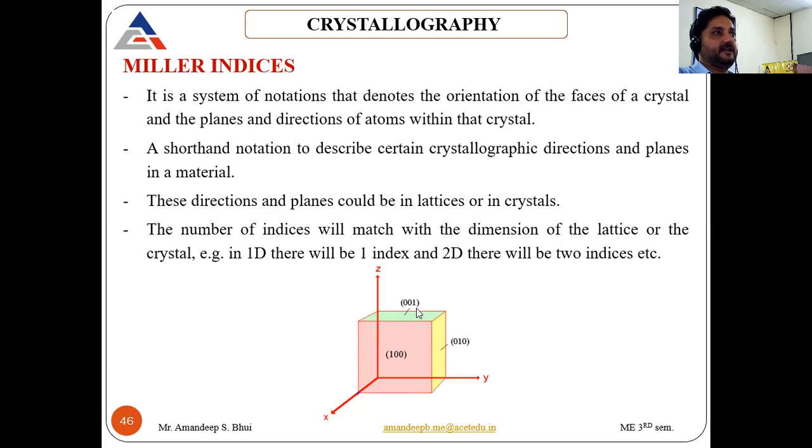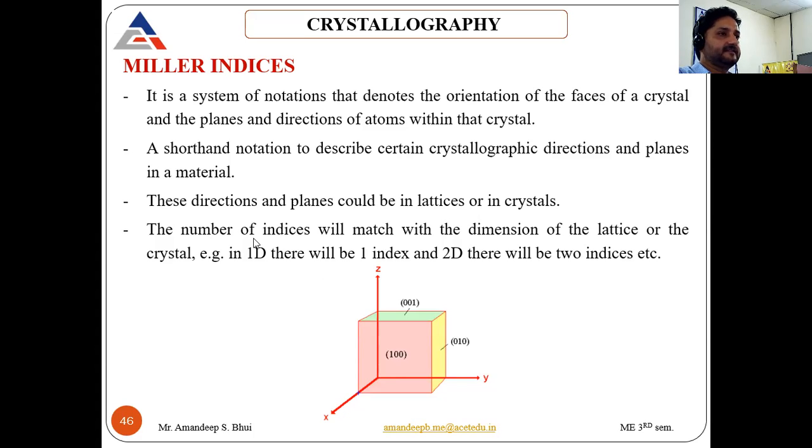And in terms of directions, you can also define Miller indices, where the direction of atoms inside the crystal structure can be defined by using these Miller indices for the directions also. Now, this is a shorthand notation to describe certain crystallographic directions and planes inside a material. These directions and planes could be in lattices or in the crystal.